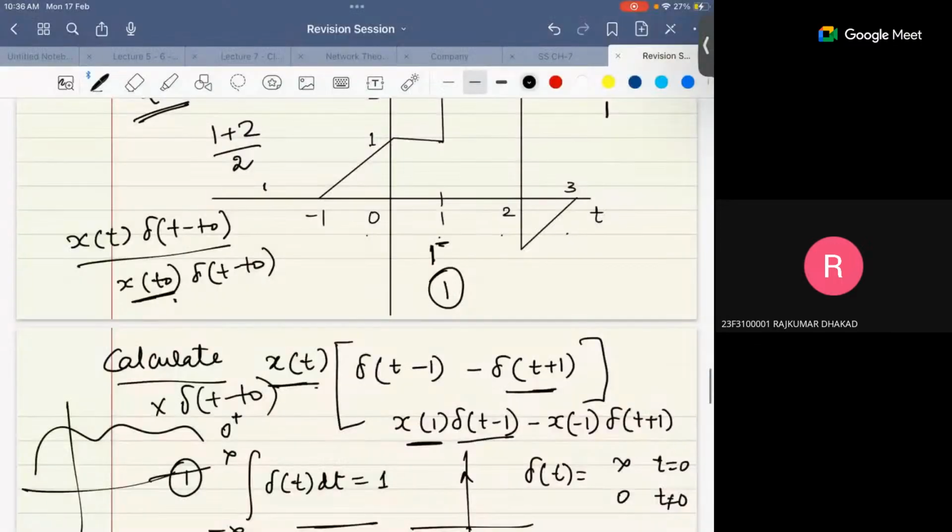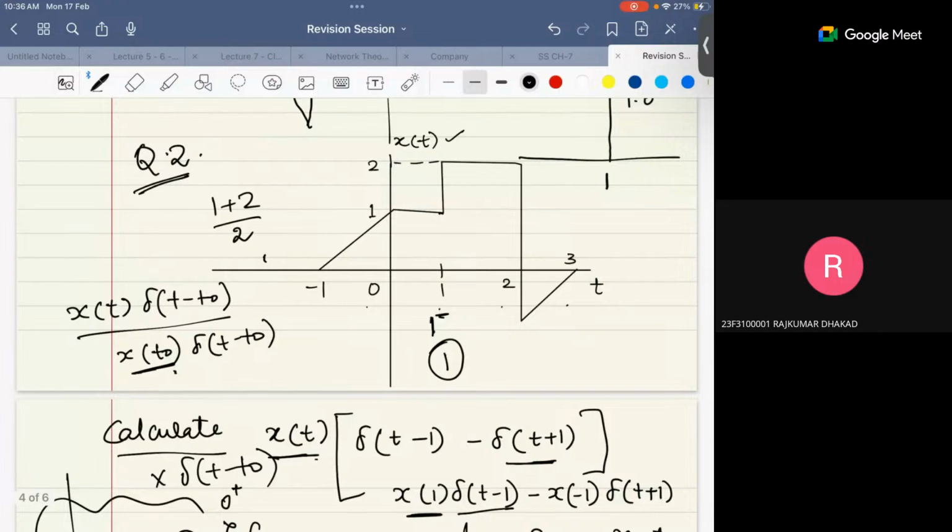So at x equals 1, because 1 minus is 1 and 1 plus is 2, using the Gibbs phenomenon you can write it as 1 plus 2 by 2. So basically 1.5. Okay, so you can represent it as 1.5.